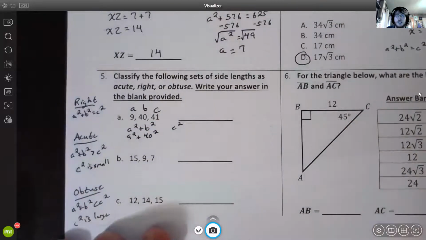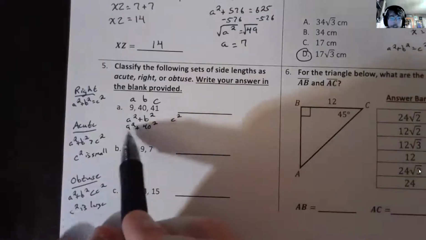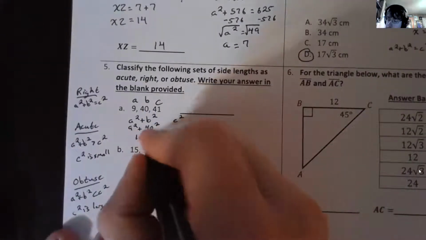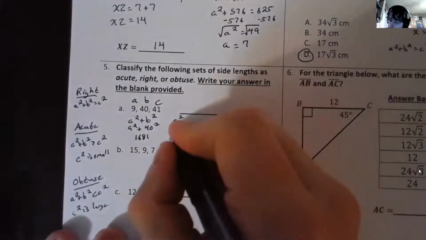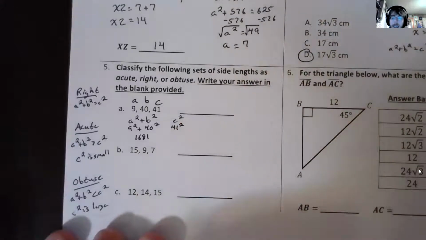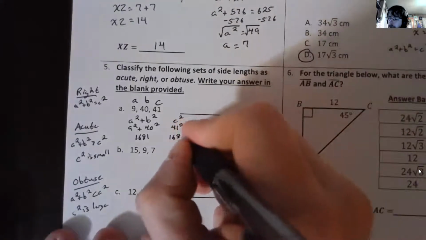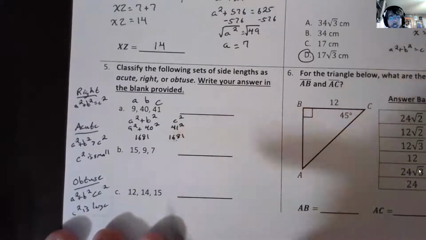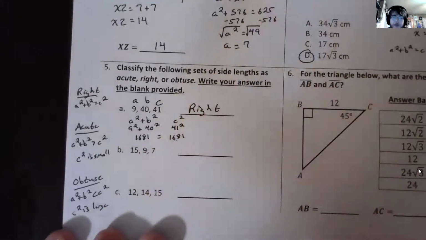To save us a bit of time with all the calculations, if you plug that in, you would end up with 81 plus 1600, so you would get 1681. Now let's do c squared. C squared is 41 squared, and if you type in 41 squared, you get 1681. Now we're going to compare c squared and a squared plus b squared, and we see that those are equal. So this would be a right triangle.